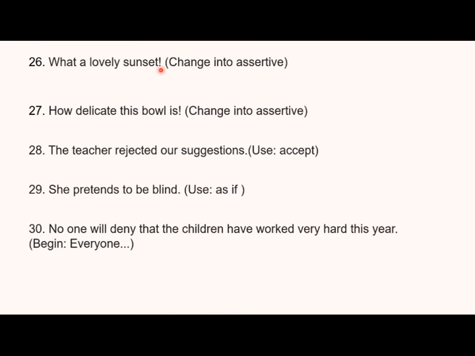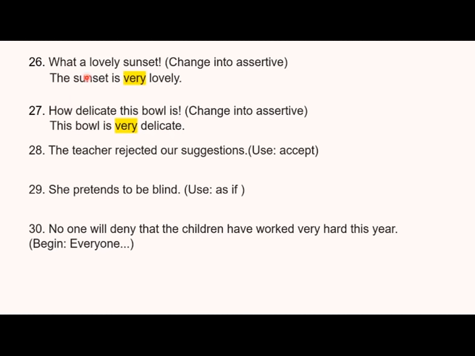Next, what a lovely sunset. It's an exclamatory sentence which we need to change into an assertive sentence. So remember, whenever you have sentences that begin with "what" and "how" in exclamatory form, when you change them into an ordinary assertive sentence, you must use "very". So the correct answer is: the sunset is very lovely. This has to be there. Likewise, how delicate this bowl is. The correct answer will be: this bowl is very delicate. So I'll repeat once again: when you have exclamatory sentences beginning with "what" or "how", use "very" in your answer.